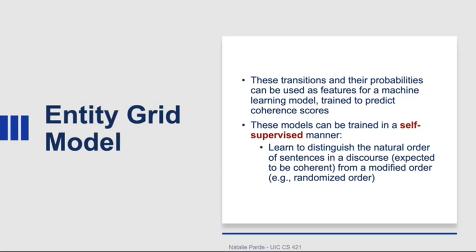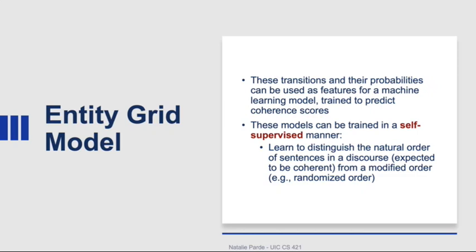We compute the probabilities for each transition in our entity grid, as shown in the previous example, and then we can use those transition probabilities as features in a machine learning model that learns to predict coherence scores. This can be done in a self-supervised manner if we don't have manually assigned coherence scores. For example, we can take a corpus of text from some source that is expected to be coherent, maybe a peer-reviewed article or a published work of fiction, for example.